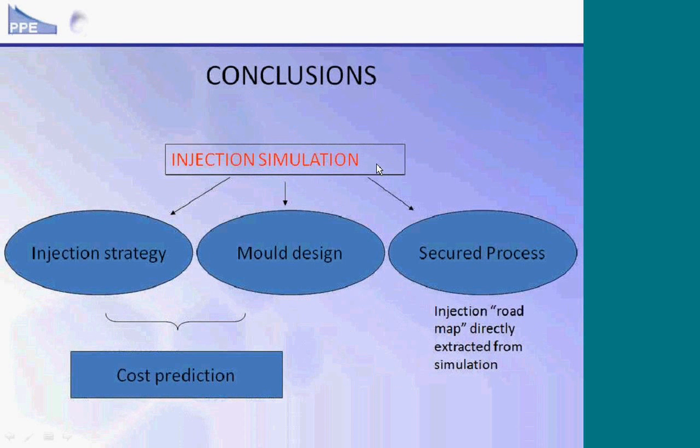So our strategy is to implement the process and to use the simulation, I would say, to use the maximum of information coming from simulation. So we use simulation to define the injection strategy, also to define the design of the mold. This will help for the cost prediction, and we also use, daily, simulation to secure the process, to end up with a roadmap during the injection.